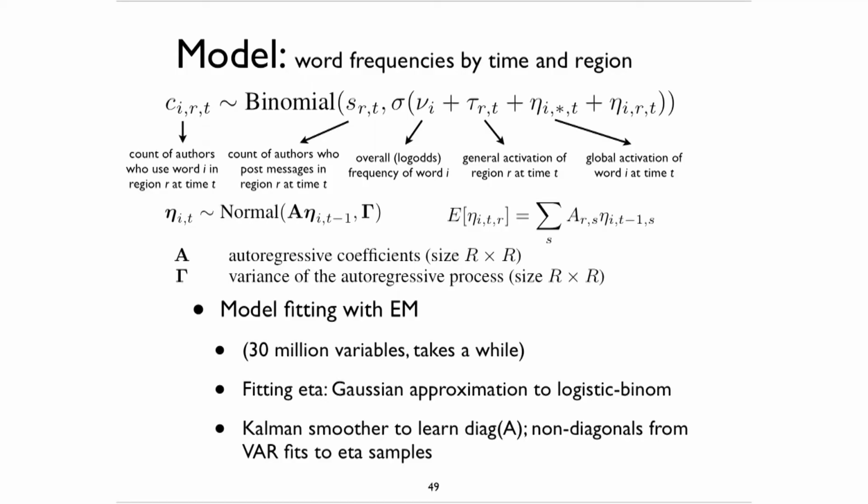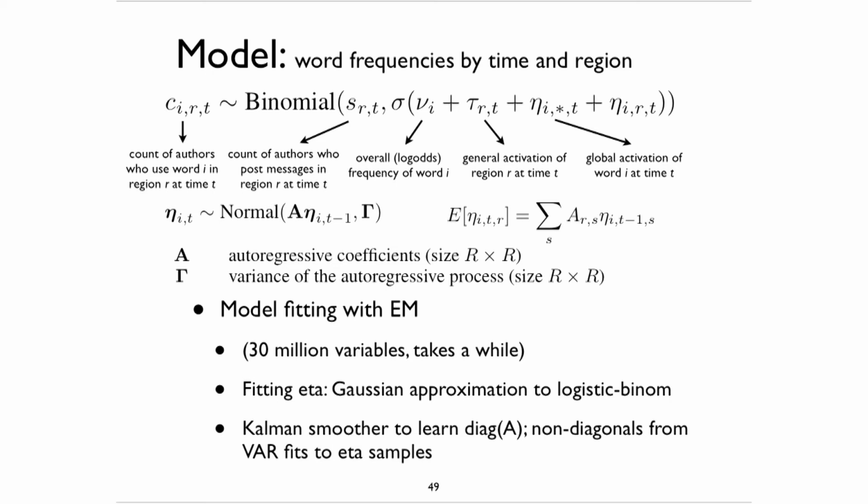And so we're going to put this inside a model where the influence is a linear dynamical system, but it's embedded in something that has fixed effects to control for these things. And so this is a logistic binomial model. For every word, we're saying there's a binomial probability of the count of how many authors use that word in a particular region in time. That's the C and the S. That's the data that's being modeled. And this is a function.